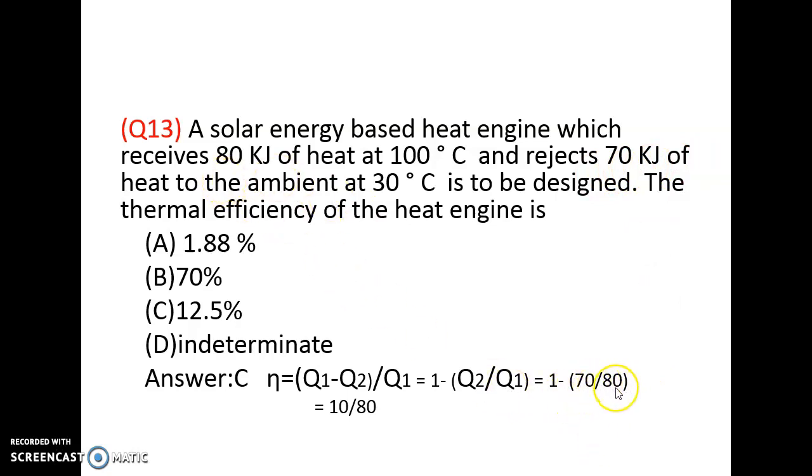1 minus 7 by 8. Now 1 minus 70 by 80 is 80 minus 70 by 80, so it is 10 by 80, equal to 1 by 8, which is 0.125. So it is 12.5%. The thermal efficiency of the heat engine is 12.5%.